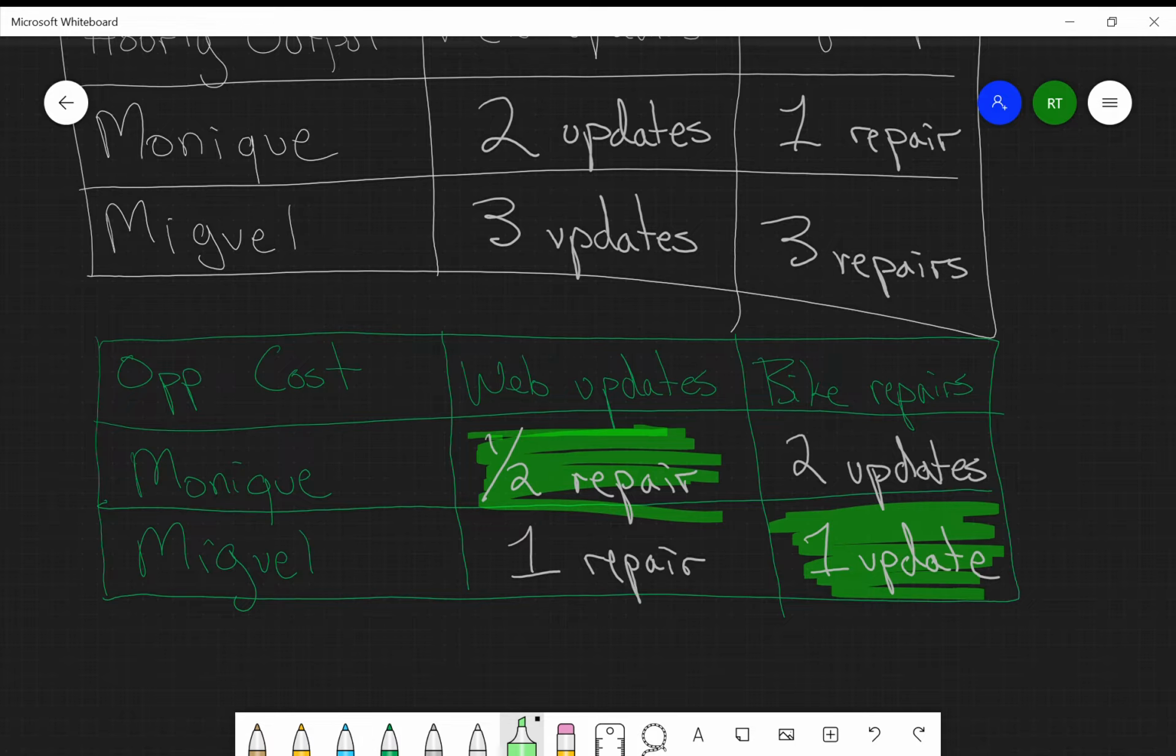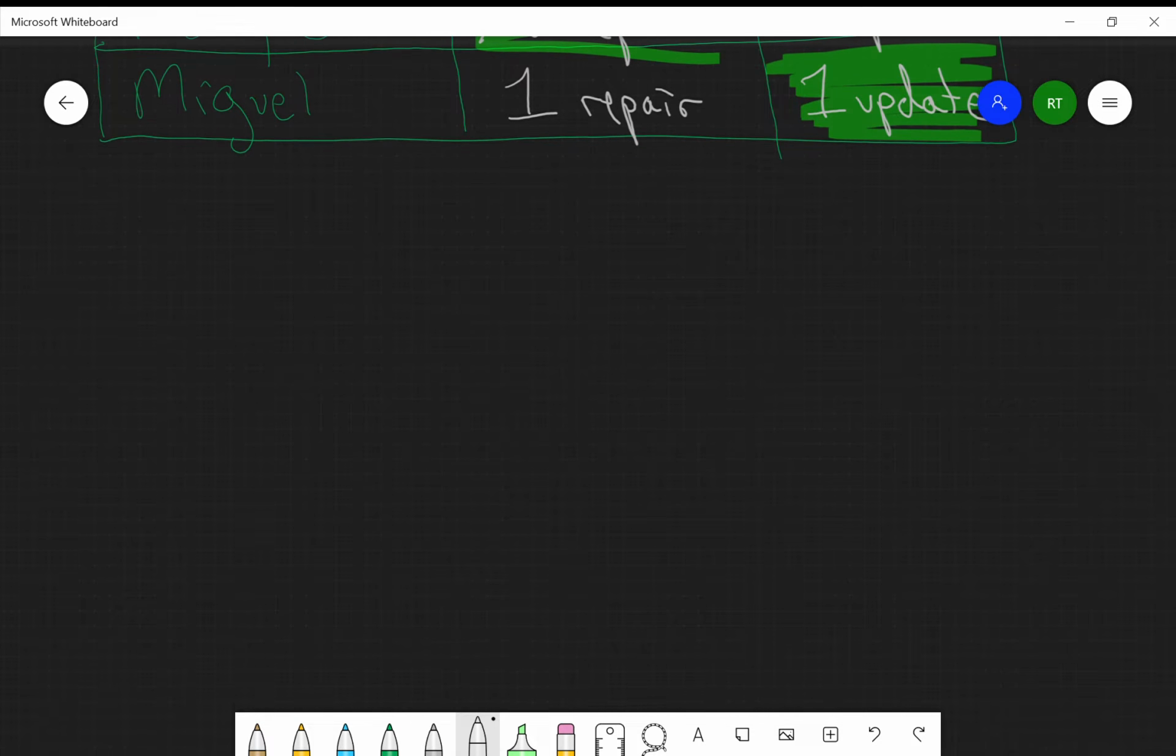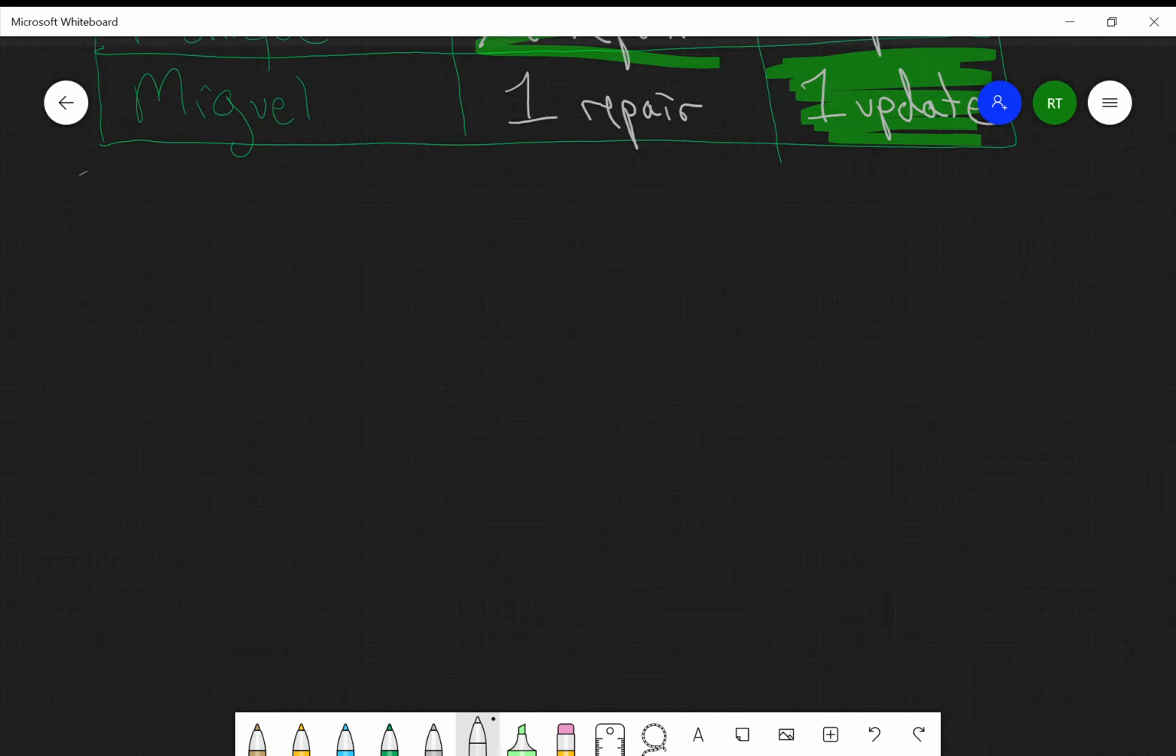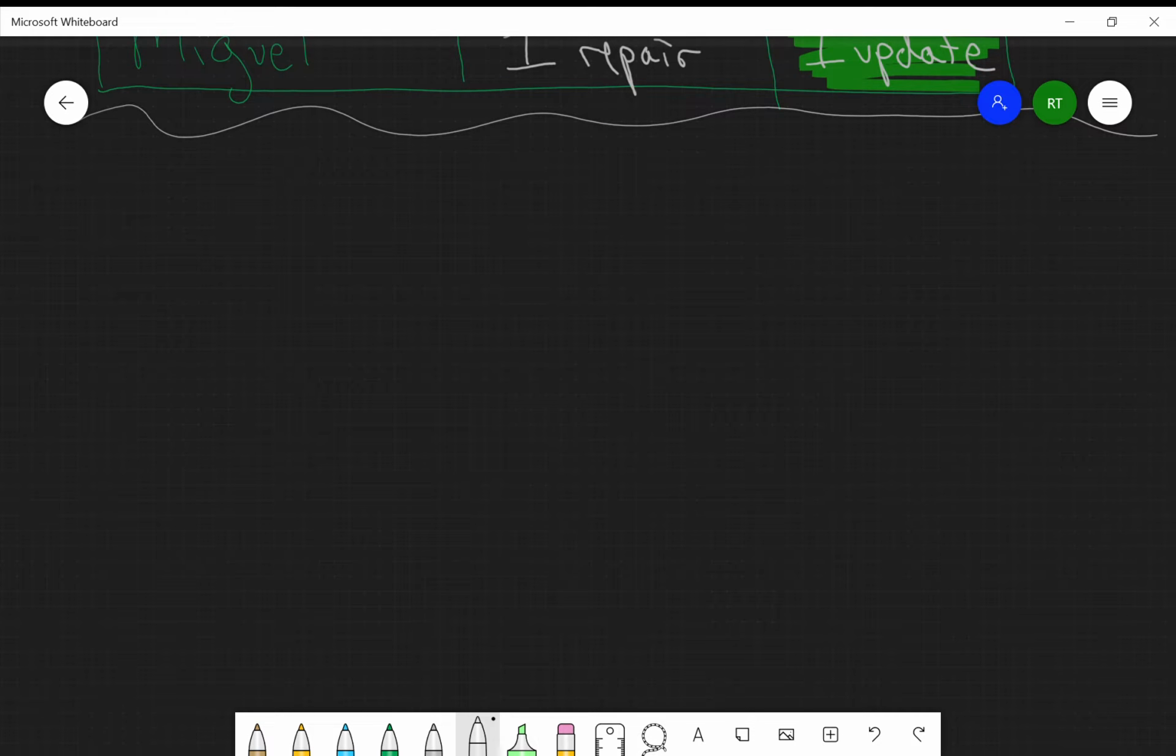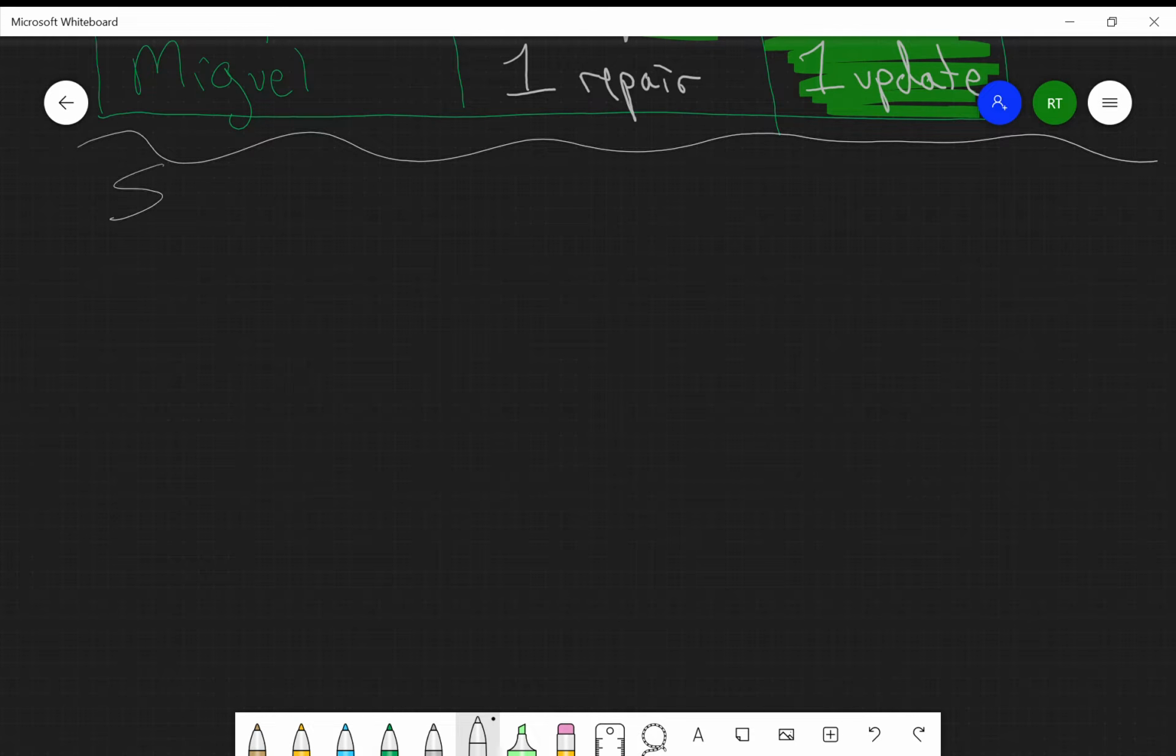Okay. So where does comparative advantage come from? And there's more examples of this online. I'll provide some more links, and we'll have more practice this week in our quizzes.